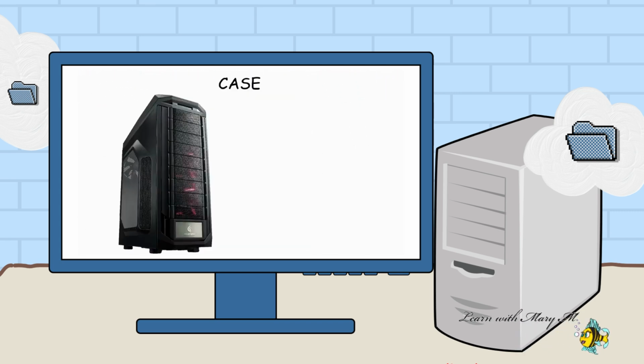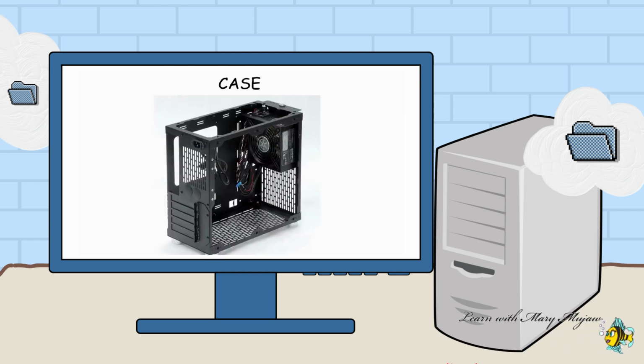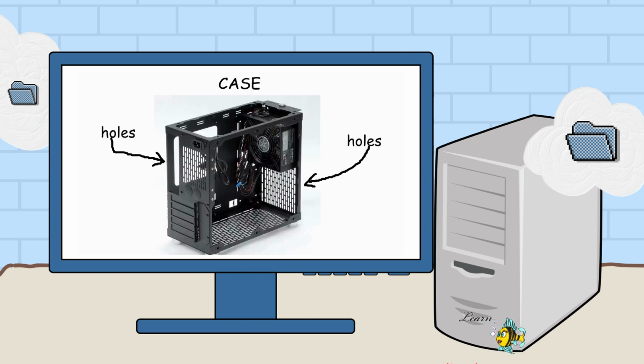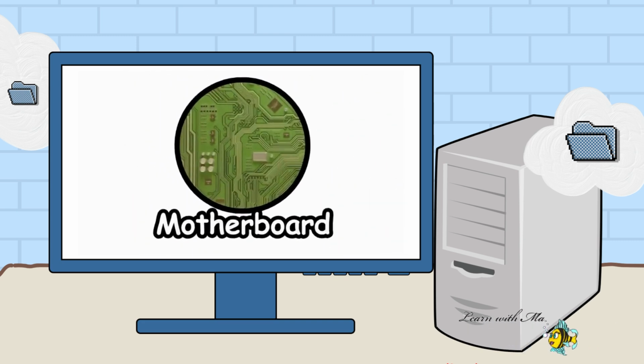Case. The case is the outer shell of the computer that houses and protects all the components we talked about. The case also plays an important role in cooling, as it has vents or openings to allow airflow and help cool the components. Also, there are different sizes and styles of cases, from compact ones for small builds to larger ones for gaming or high-performance PC. Motherboard.